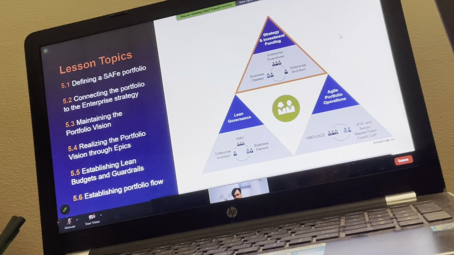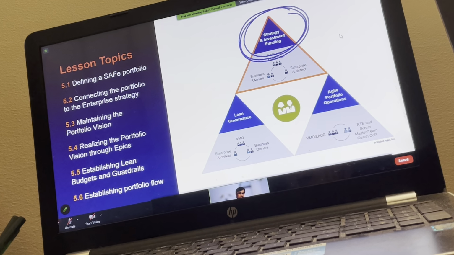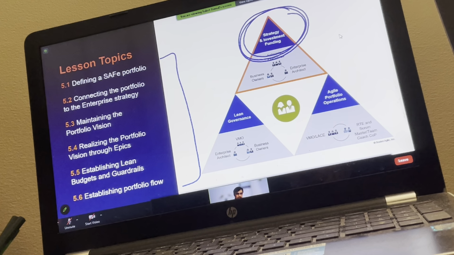competency. As we have learned, each business agility competency is divided into 3 dimensions. So in lean portfolio management, they have strategy and investment funding, lean governance, and portfolio operations. In this class, basically, they are covering more ideas from strategy and investment funding, this particular dimension of lean portfolio management. We will look into 6 topics. It's a little heavy, but once we are done with all 6, probably everything will start making sense. So let's go one by one.